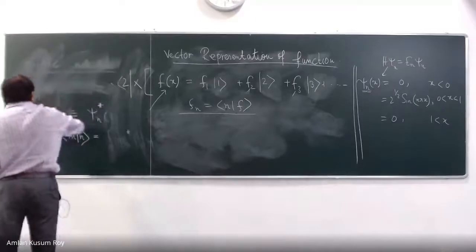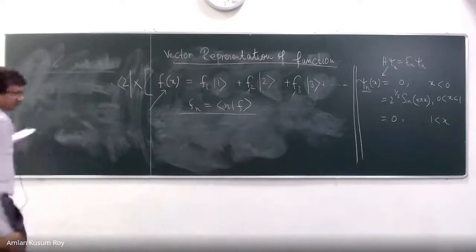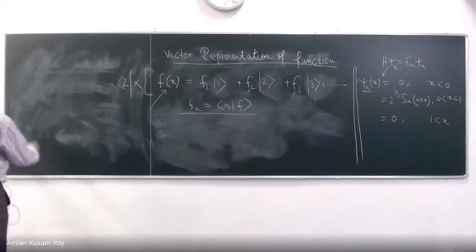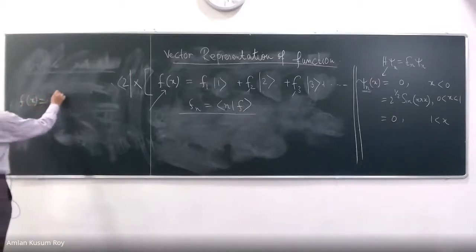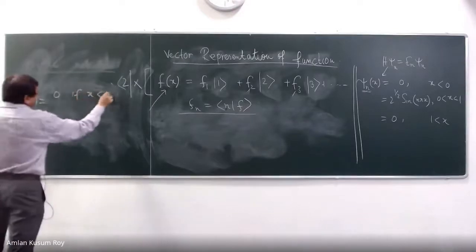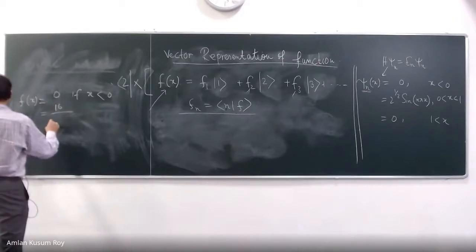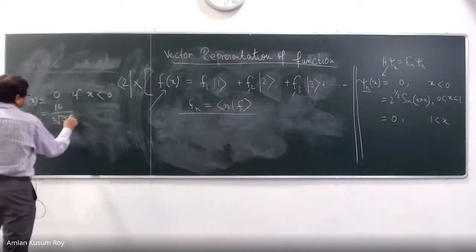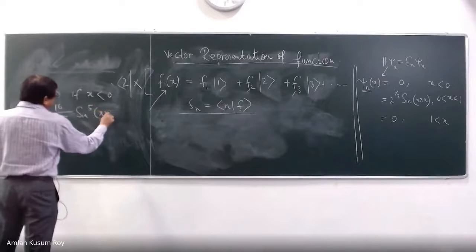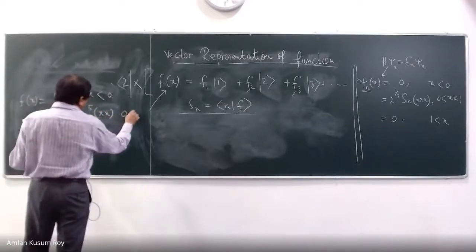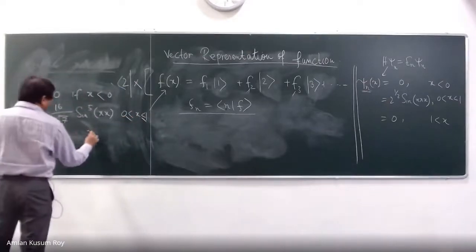Suppose I have this function. Suppose I write this function to reproduce. So fx is equal to 0 if x is less than 0, equal to 16 over 3 root 7 sine to the power 5 pi x if 0 is less than x less than 1, and 0 if x is greater than 1.